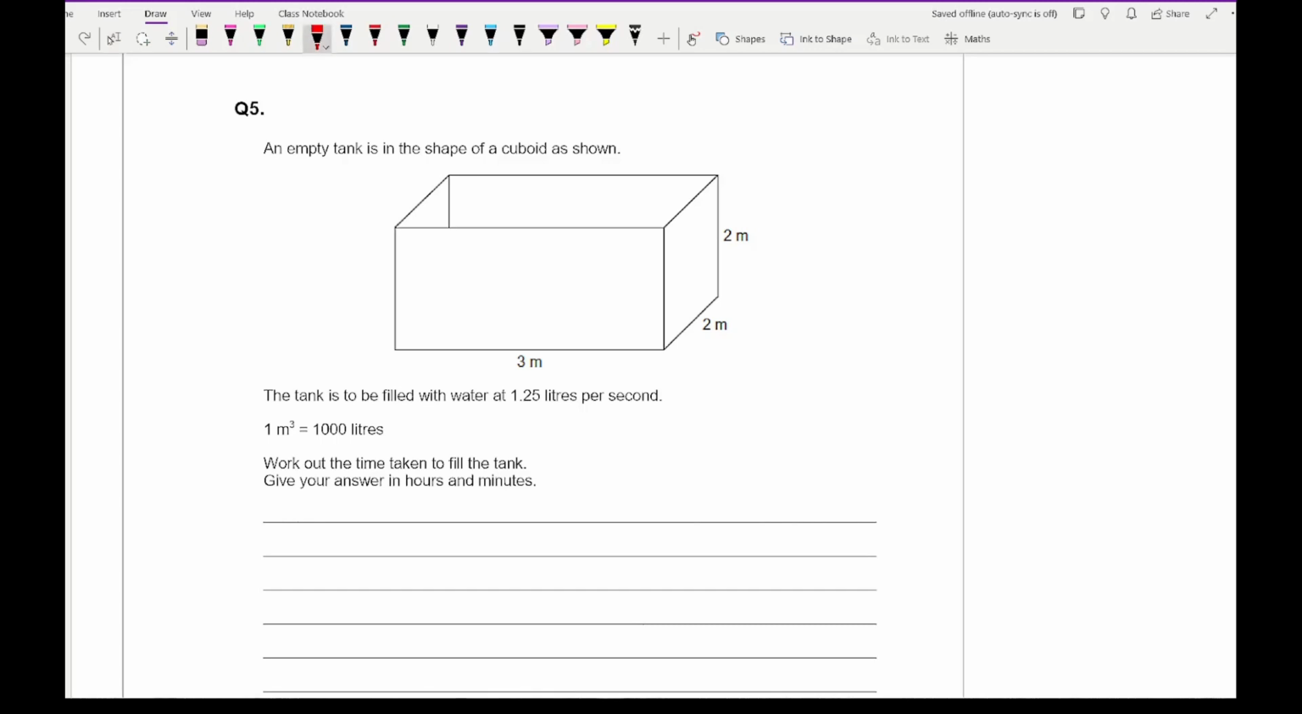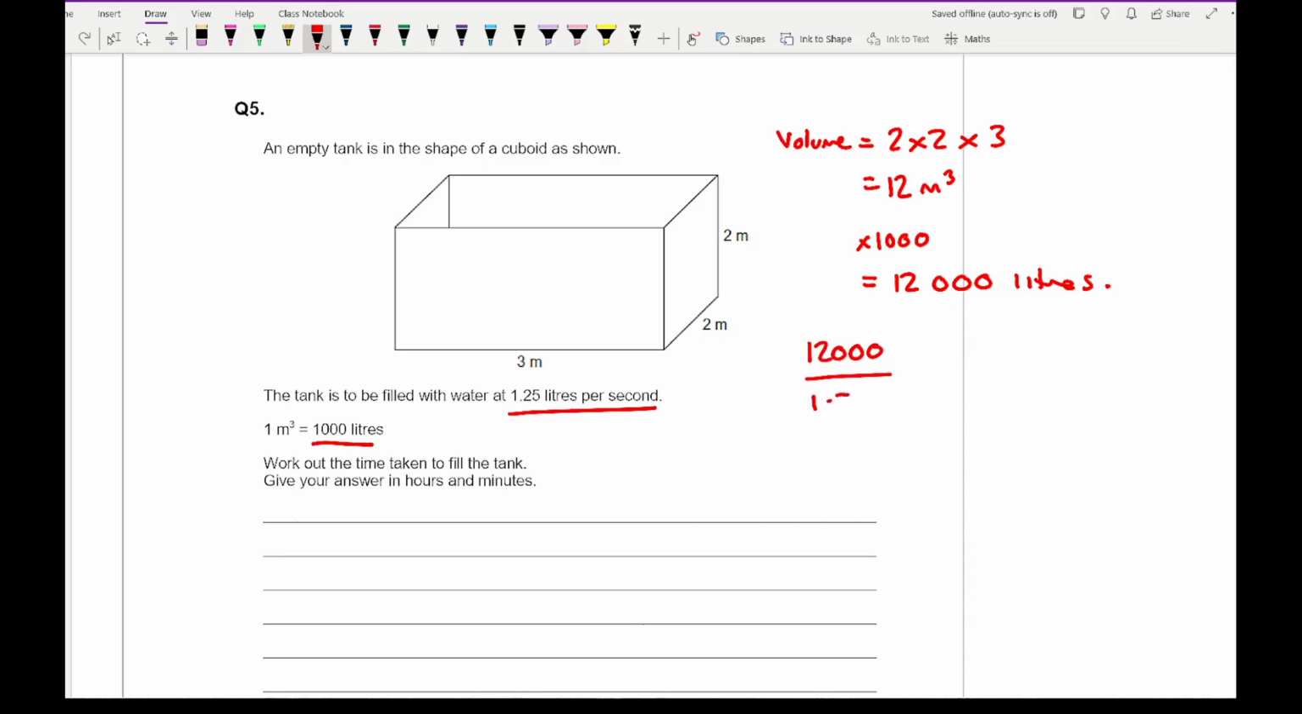So for this, what I've got to do is work out the volume, which is going to be 2 times 2 times 3, which is going to give me an answer of 12. So it's 12 meters cubed. I then need to convert that into litres, so I multiply that by 1,000, and that gives me 12,000 litres. Then I need to divide that by the rate, so it's going to be 12,000 divided by 1.25, and that's going to give me how many seconds there are.